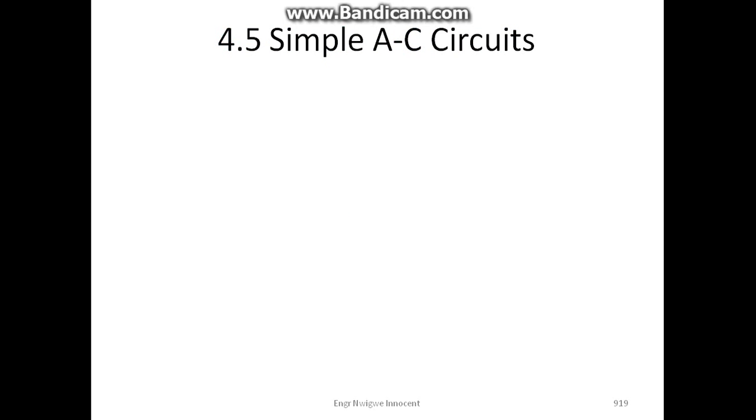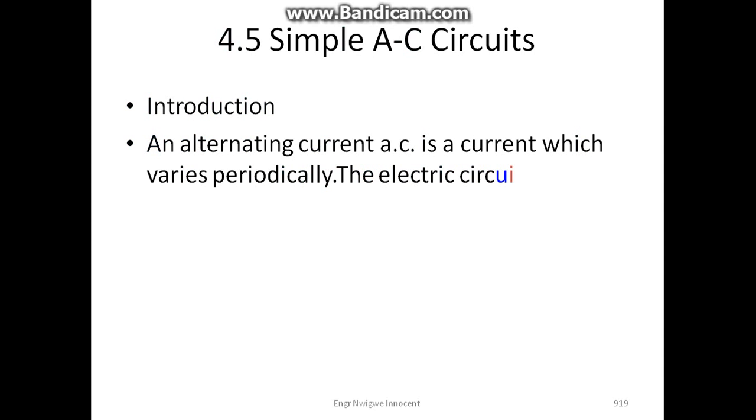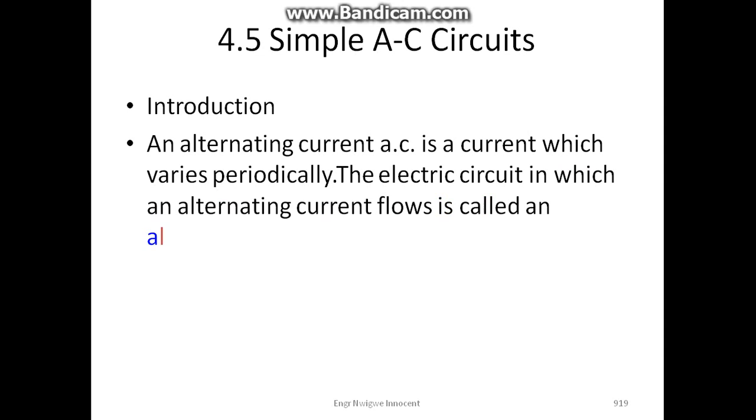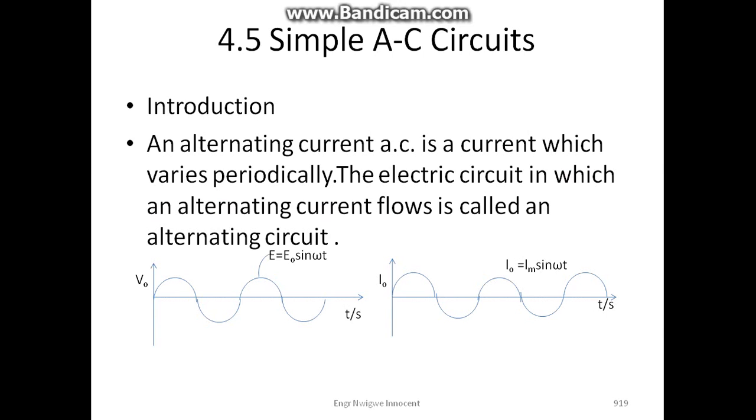4.5 Simple AC circuit. Introduction. An alternating current, AC, is a current which varies periodically. The circuit in which an alternating current flows is called an alternating circuit. E equals E0 sin omega t. I0 equals Im sin omega t.